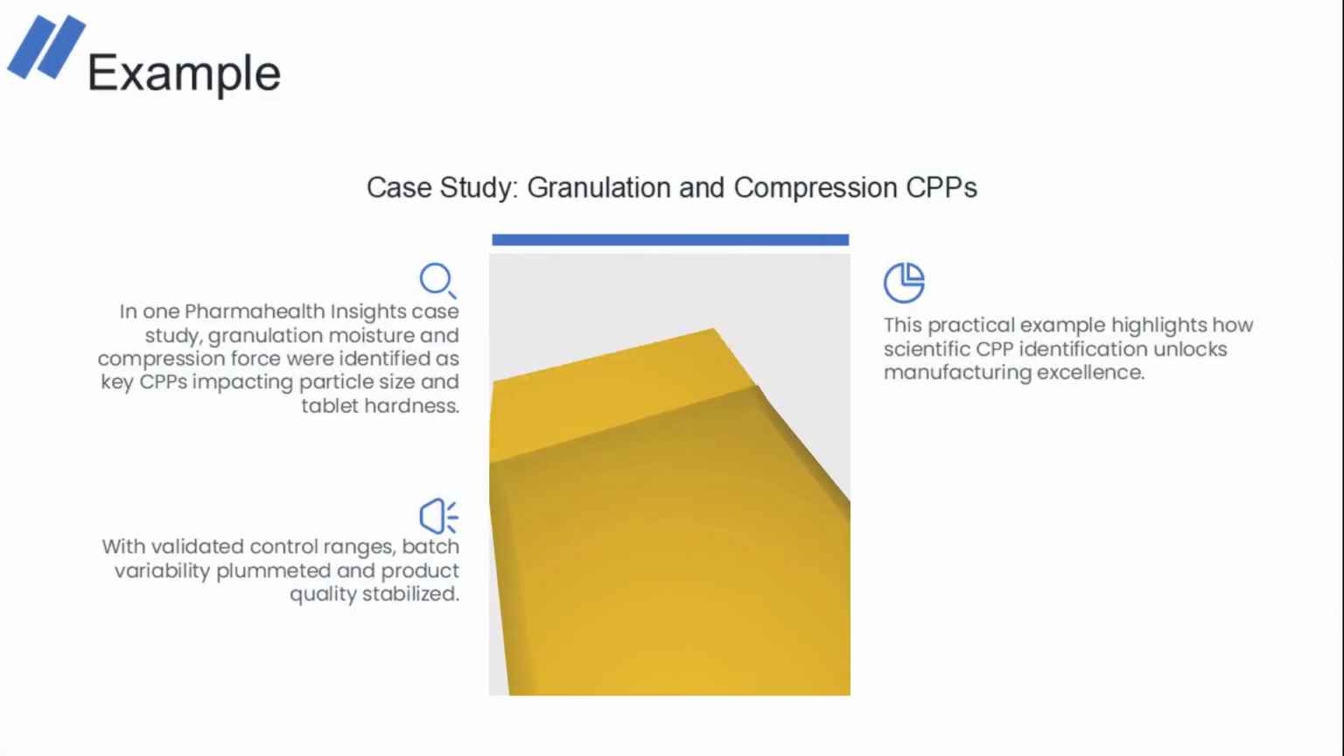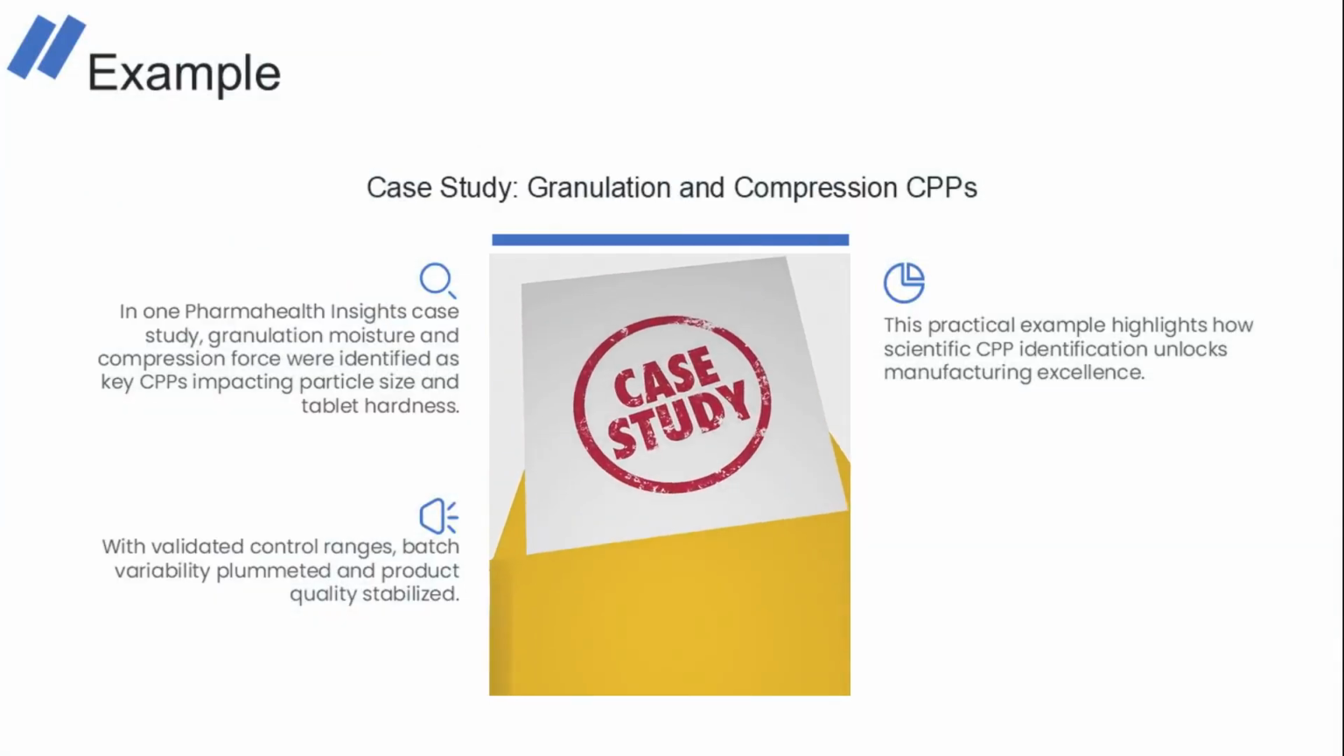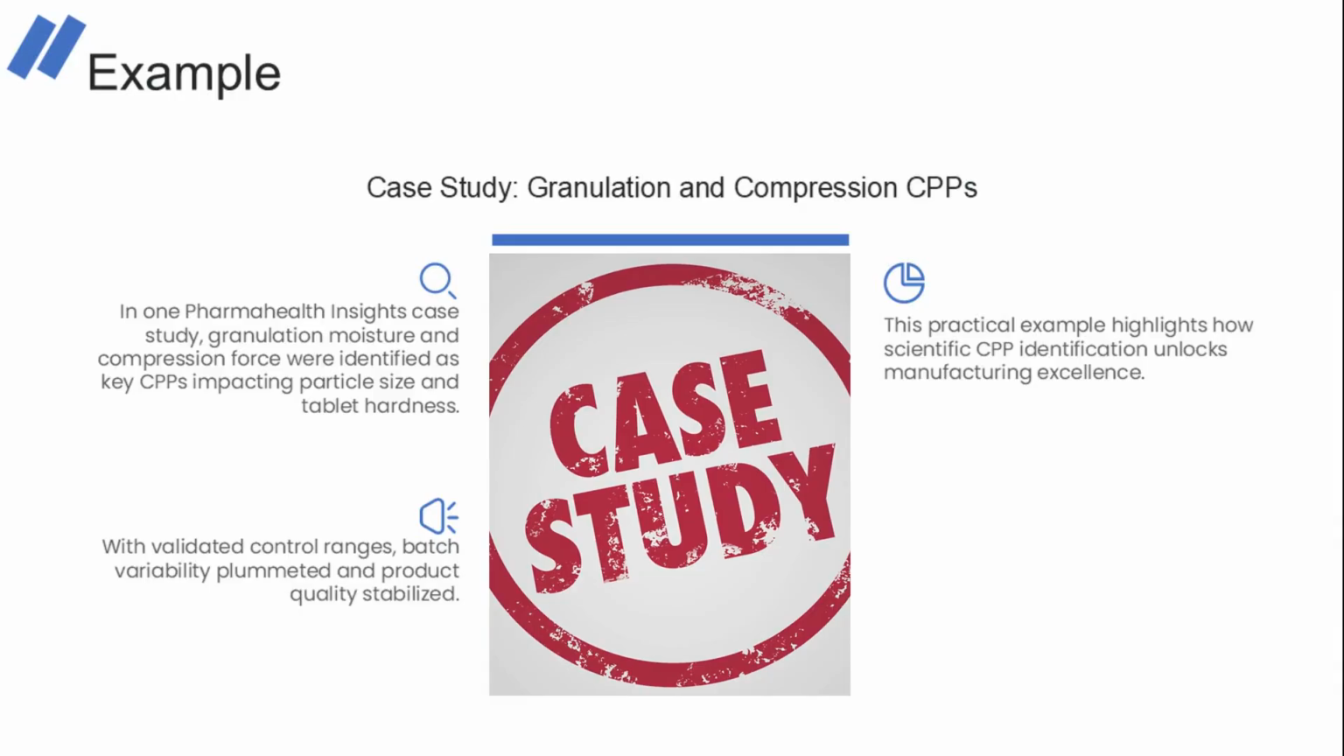In a Pharmahealth Insights case study, granulation moisture and compression force were pinpointed as key critical process parameters, CPPs, that directly affected particle size and tablet hardness. By implementing validated control ranges for these parameters, batch-to-batch variability was greatly reduced, and overall product quality became consistently reliable. This real-world example illustrates how scientific identification and precise control of CPPs can drive manufacturing excellence, ensuring that every product is safe, effective, and consistently high quality.